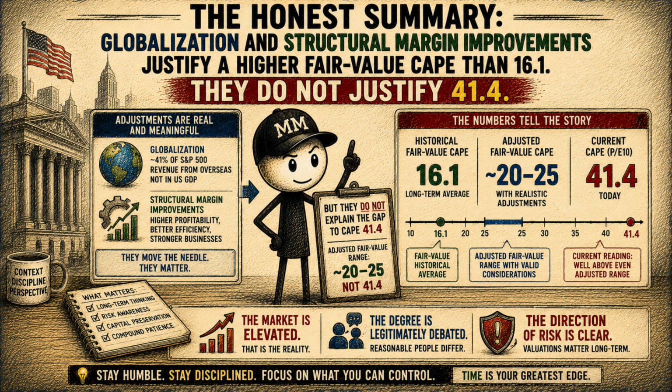The honest summary of the adjustments. The adjustments are real and should be taken seriously. They suggest that the appropriate CAPE, fair value in today's market, may be higher than the historical median of 16.1. But they do not explain a CAPE of 41.4. The globalization-adjusted Buffett indicator at 112% is modestly overvalued, not extremely overvalued. The forward PE at 21.5 is elevated but not extreme. The CAPE at 41.4, however, requires either sustained AI-driven earnings acceleration or ongoing investor willingness to pay record multiples. And history suggests both are fragile assumptions.